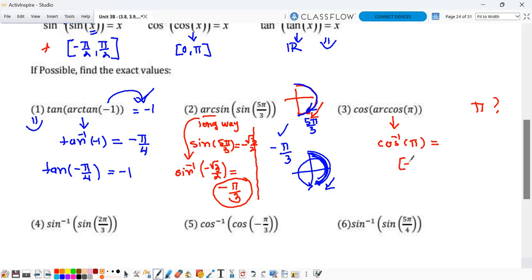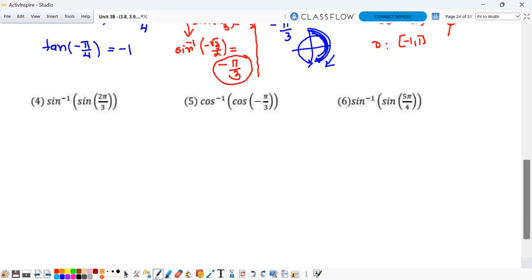Well, remember the cosine inverse domain is negative 1 to 1. Is pi 3.14? Would it work? If inside does not work, that means outside does not work either. Undefined. This is undefined because the domain of cosine inverse is negative 1 to 1. Inside will not work. Outside will not work. Think of that.